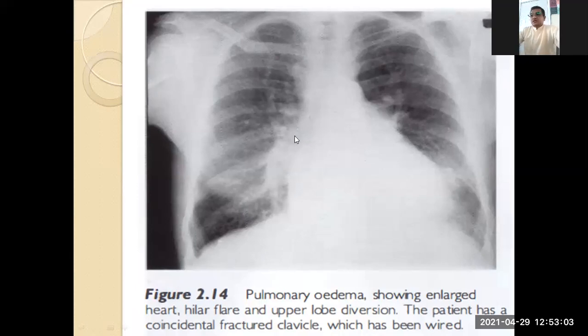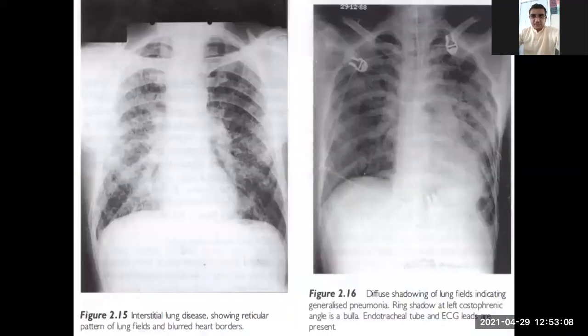Okay, so this is pulmonary edema that may be because of right heart failure. Okay, you can see interstitial disease. See, do you know what is interstitial disease?